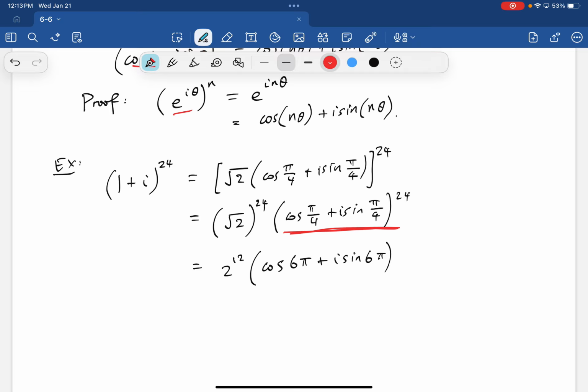Root 2 is the magnitude of 1 plus i. That's the first step for trigonometric form. So 2 to the power of 12 is, we've memorized this, right? 4096. And then cosine 6 pi is 1, and sine 6 pi is 0. And so your answer is 4096.